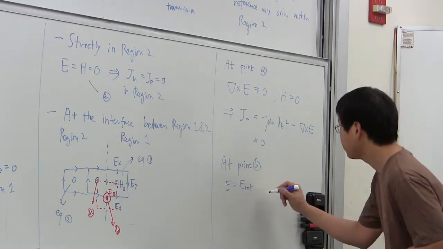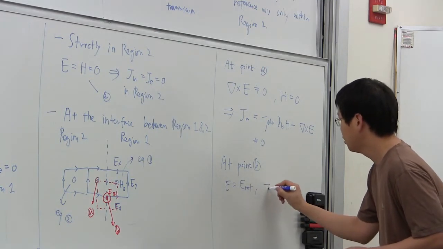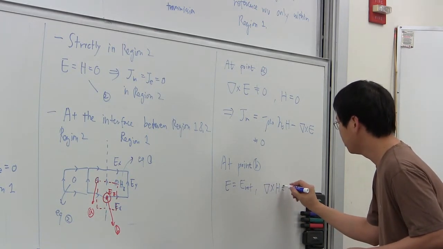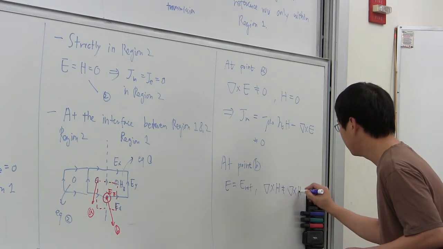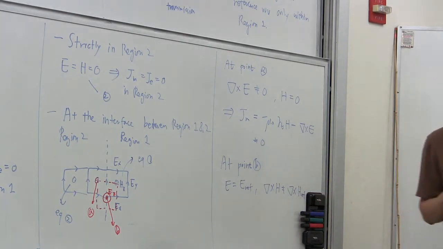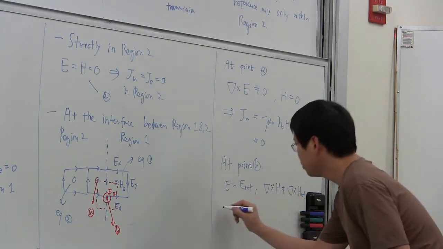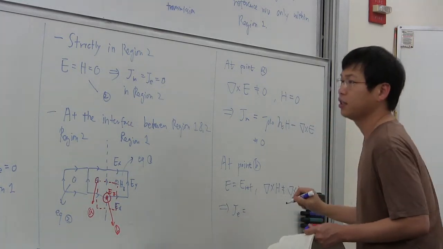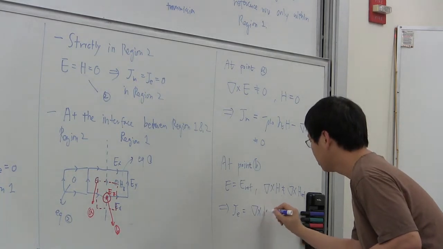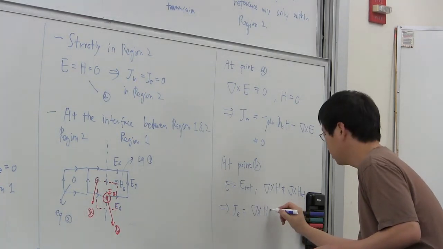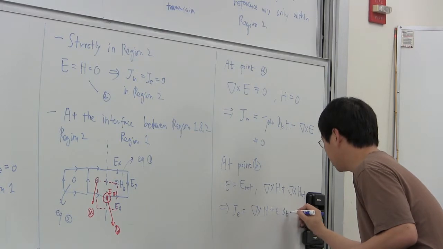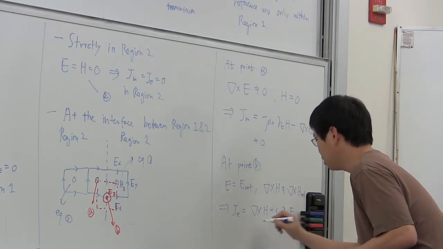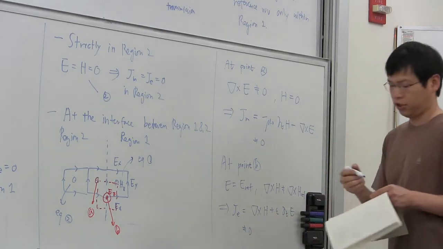So curl of H is not curl of the reference plane. Okay, so that means JE, which is curl of H plus epsilon dt E, is non-zero.